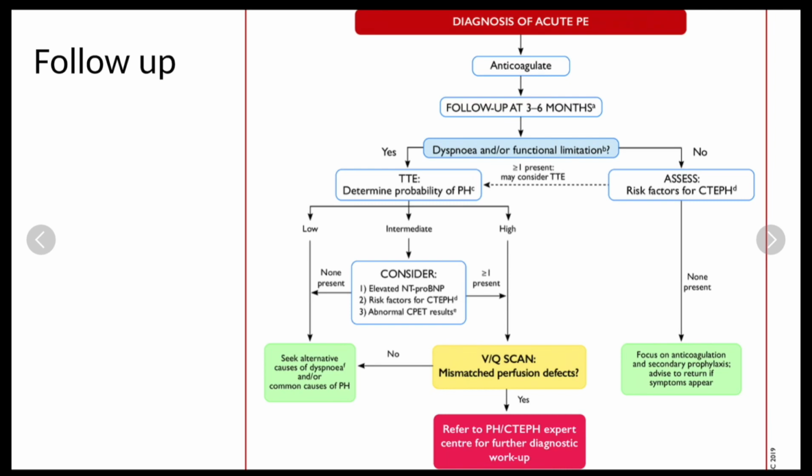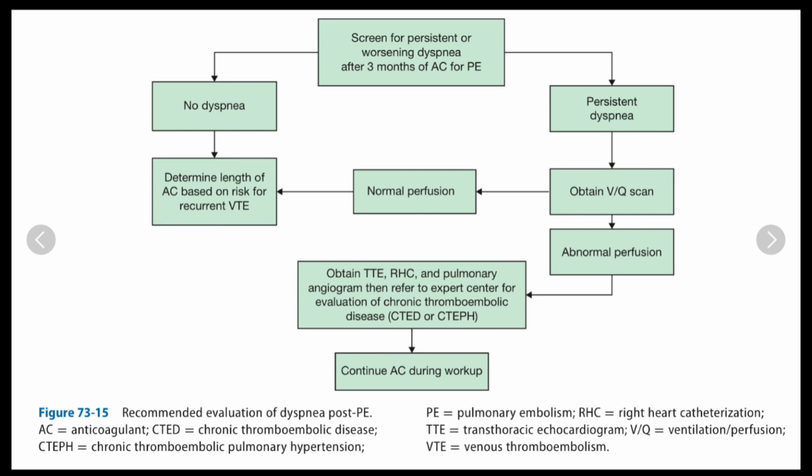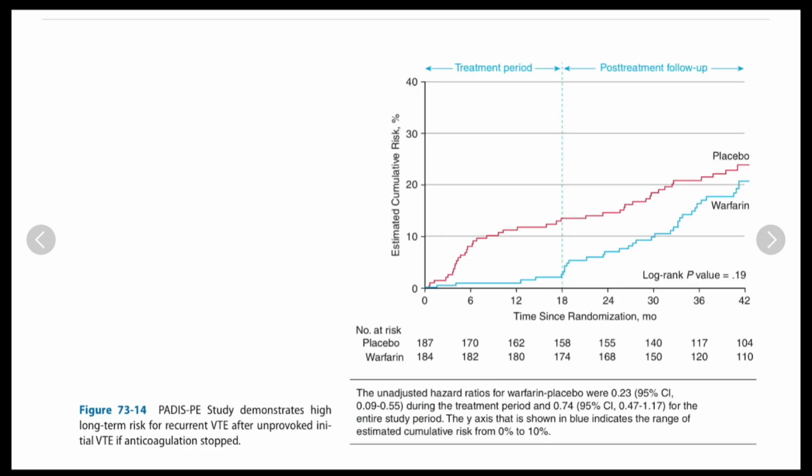So how should we follow up a patient with acute pulmonary embolism? If we are giving anticoagulation, we should follow up at 3 to 6 months. They are telling us to check whether dyspnea or functional limitations are there or not. If not, then we should assess whether there are any risk factors for chronic thromboembolic pulmonary hypertension. This is a different flow chart. We should not read it now.